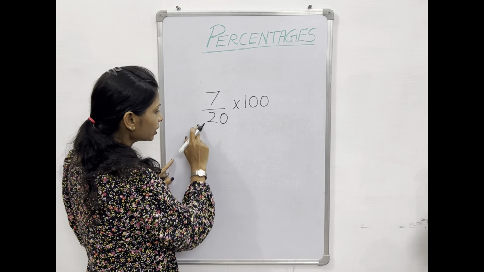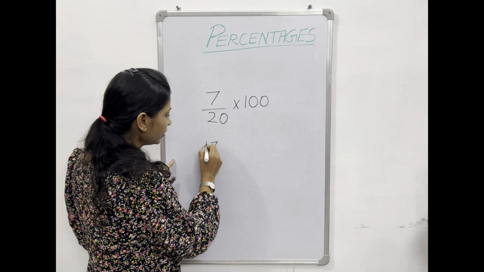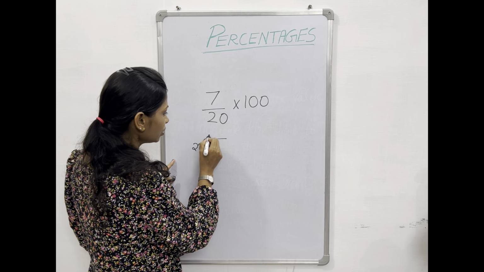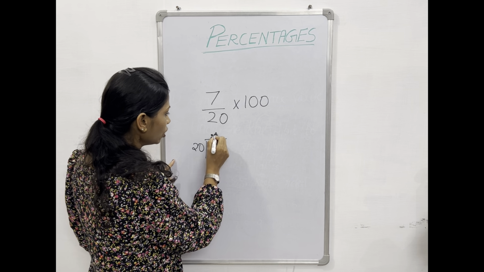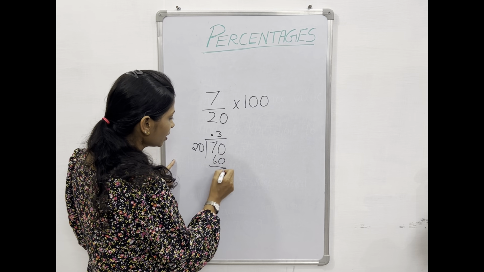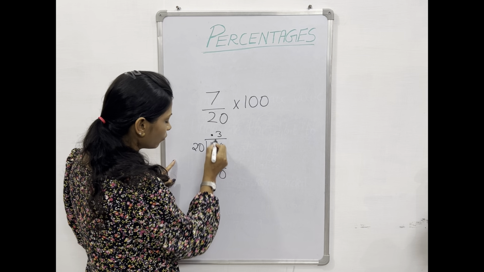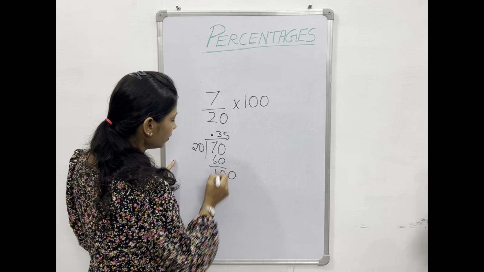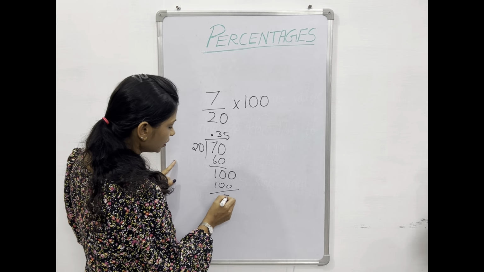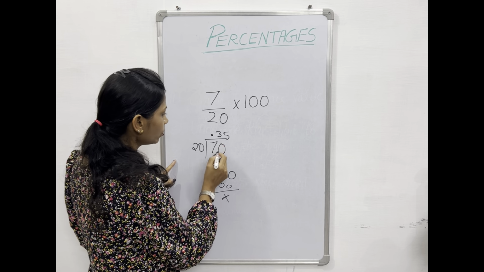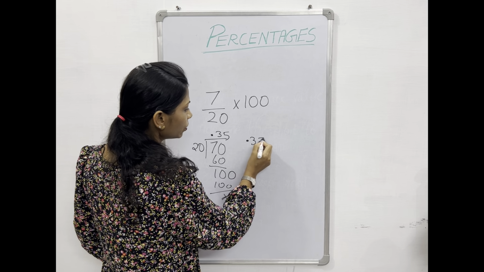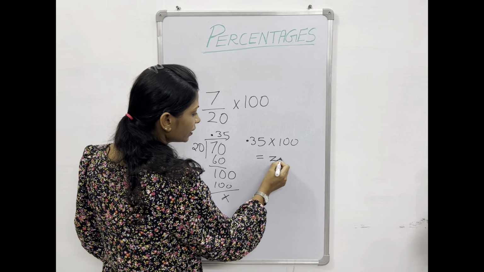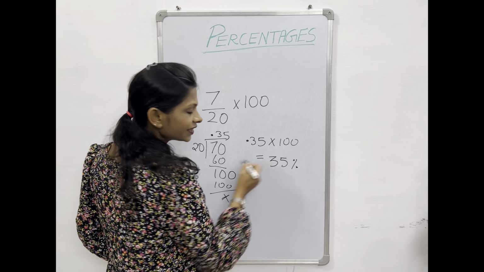So let's first convert 7 over 20 into a decimal. 7 divided by 20. Now, since 7 is less than 20, I put a decimal here, put a 0. 20 times 3 is 60. The difference is 10. Now, I've already put a decimal. I take one free 0 at a time. 20 times 5 is 100. There is no remainder. So 7 over 20 is 0.35. Now I'm supposed to multiply 0.35 times 100, which will give me 35%. And that's the answer.